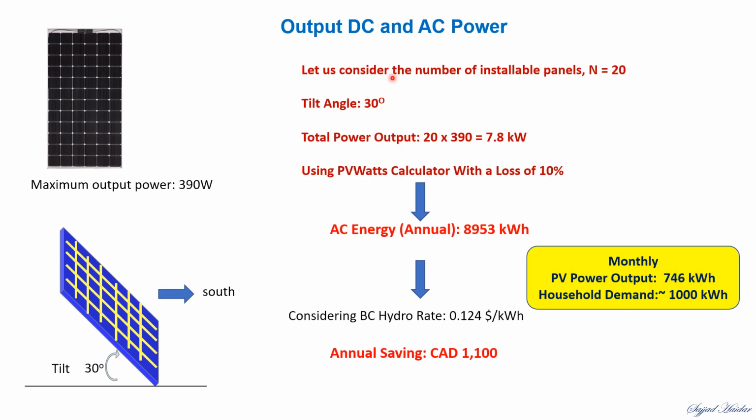So our system consists of 20 panels. Tilt angle is 30 degrees. So we already found that the maximum available AC energy is 8,953 kilowatt hours. So monthly we can get 746 kilowatt hours. Usually the household demand is 1000 kilowatt hours. So considering the BC Hydro rate, BC Hydro is the local utility provider, and their rate is $0.124 per kilowatt hour. So annual savings will be $1,100.